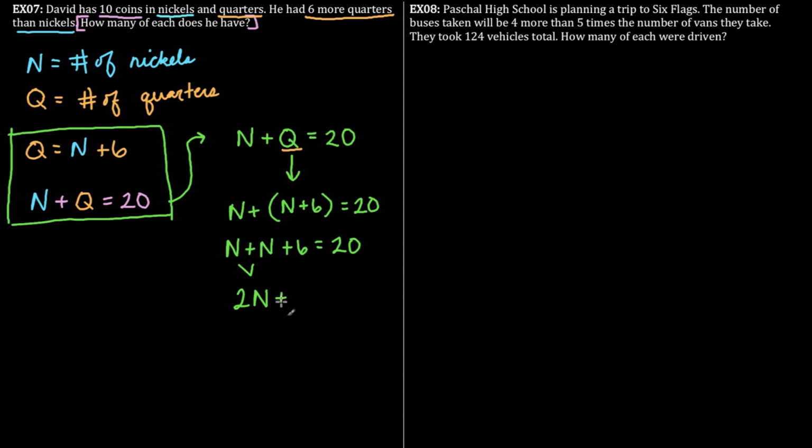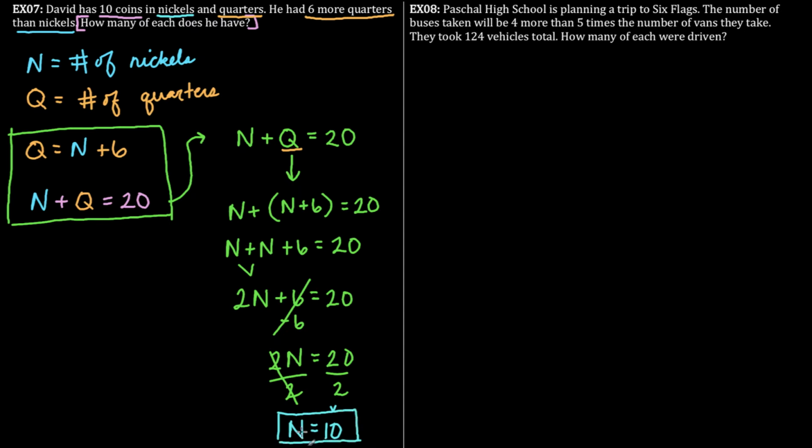So 2N plus 6 equals the total. Subtract 6, then divide by 2. And I get N, which is blue, so I'll change it. N equals the result of the division. So we have the number of nickels. Then we just plug that in here.